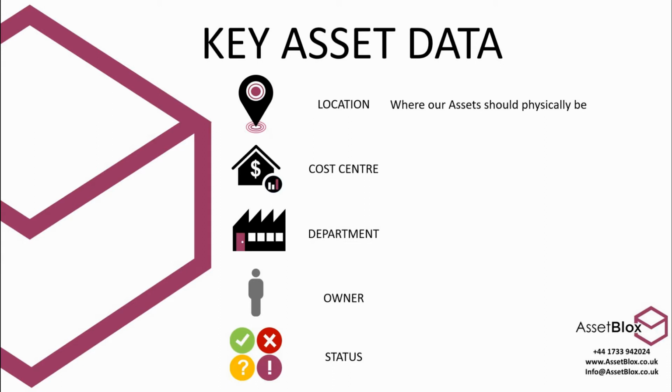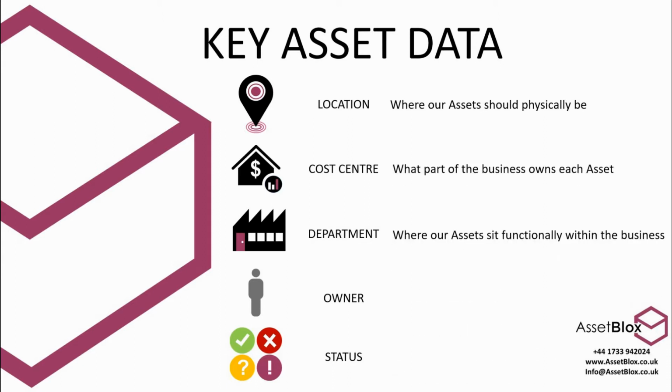The location data helps us understand where our assets physically are. So if we need to physically go and get those assets, if we need to check on them, if we need to audit, we can go to that location and find them. The cost center data enables us to understand where that asset sits within the business, potentially who's paid for that asset, or potentially who owns that asset within our particular business. The department data enables us to understand where our asset sits functionally within the business. So for example, what function those particular assets may carry out linked to the department that they are members of.